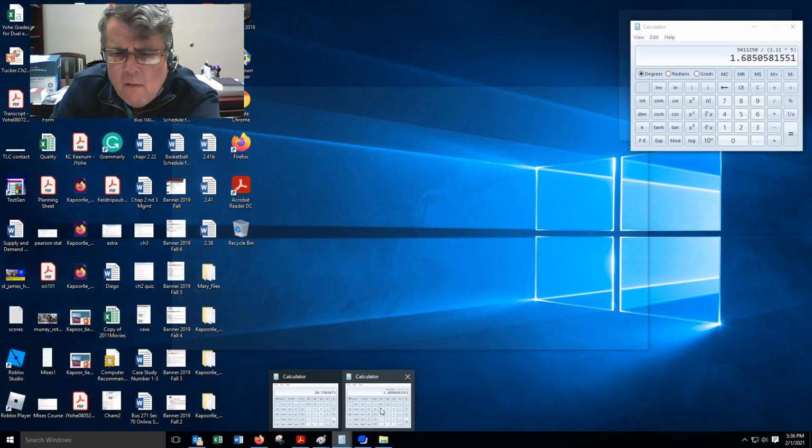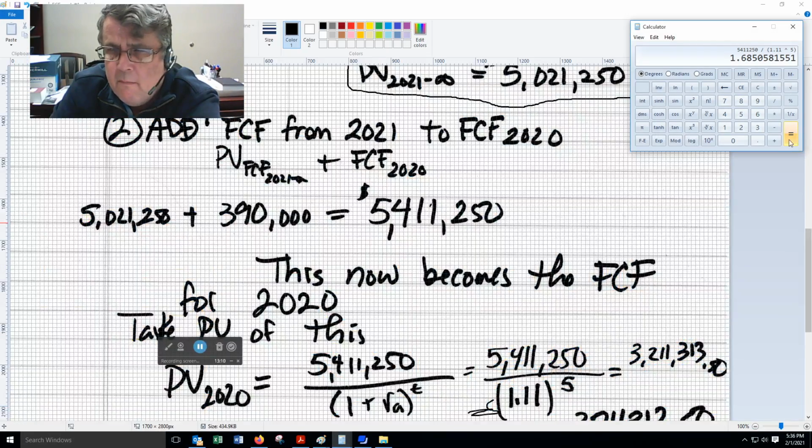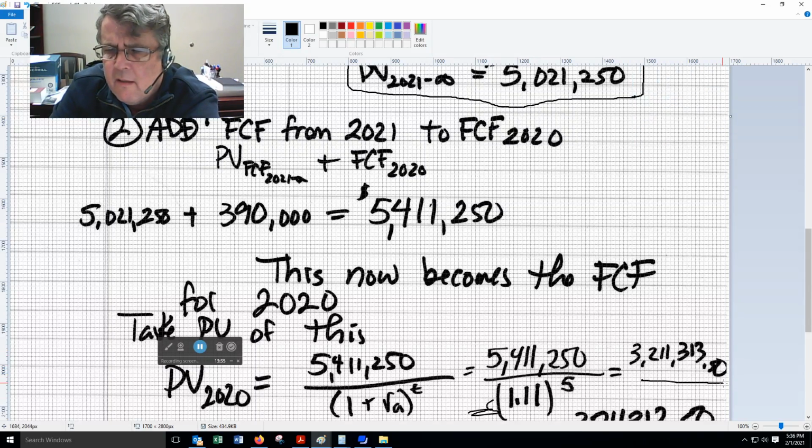Now, when I hit my equals button, it's going to divide $5,411,250 by 1.11 to the 5th, and I'm going to get $3,211,313, my fault, and 50 cents. I've got it written down right there. Okay.